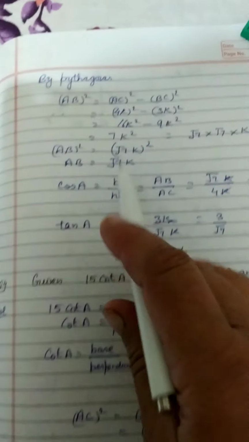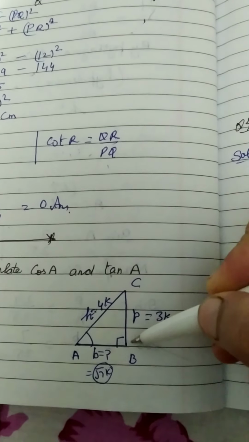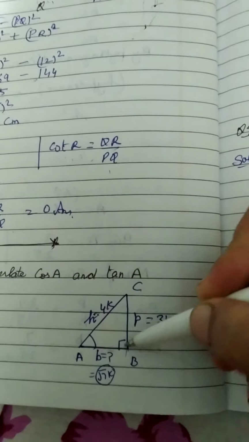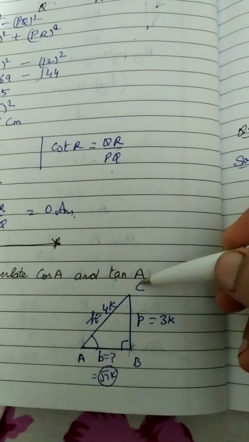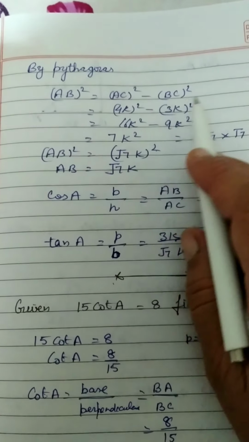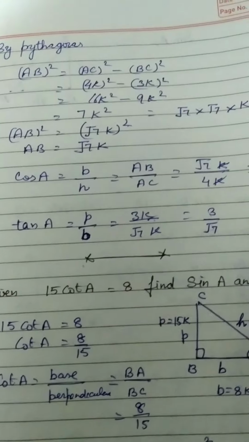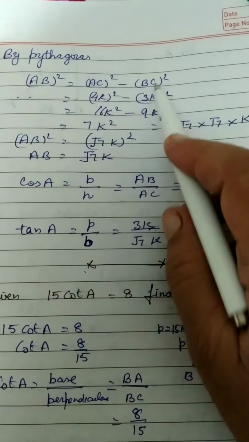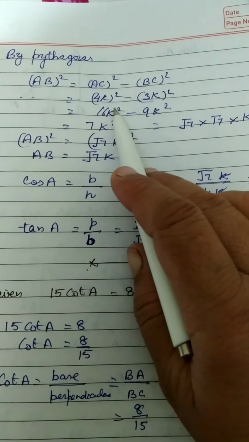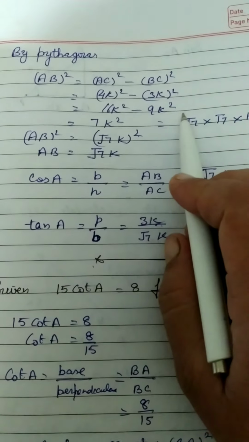Then by Pythagoras theorem, AB square is equal to AC square minus BC square. AB is the base, so base square is equal to hypotenuse square minus perpendicular square. Now AC is equal to 4K and BC is equal to 3K. Putting these in, it becomes 4K square minus 3K square, which is 16K square minus 9K square.